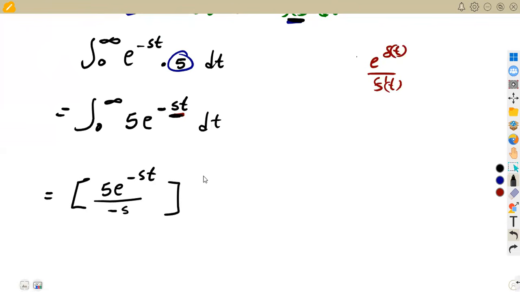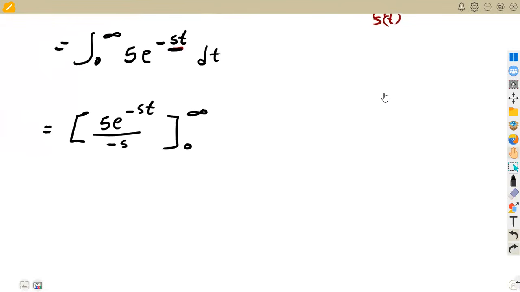This one, we are not having a product, like where there was a t and e to the exponent of minus st, whereby we now end up using our by parts concept. No, this one is direct. It's a 5, it's a constant. So just integrate, apply your limits. That's it. So let us see if we are to simplify here.